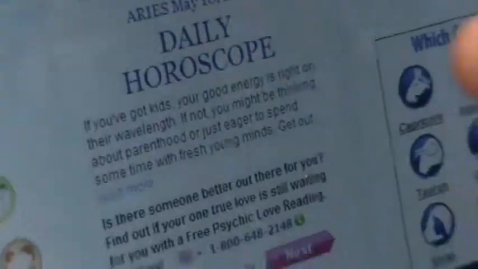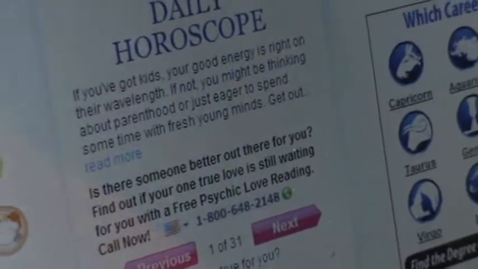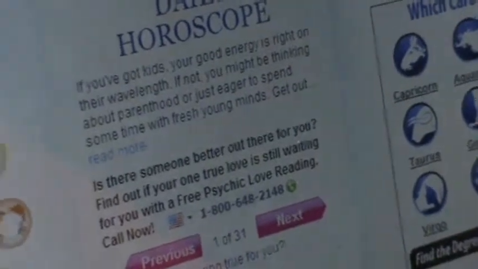Now, here is the second one. Here we go. If you've got kids, your good energy is right on their wavelength. If not, you may be thinking about parenthood or just eager to spend some time with fresh young minds. Alright, now when you're looking at this, it already eliminated me by saying if you've got kids. And then it says if you don't have kids, then you're thinking about parenthood. It says you might be thinking about parenthood, which I'm not. I'm 18 and don't plan to have kids anytime soon. It says you're eager to spend some time with fresh young minds. What does that mean? It doesn't mean anything.